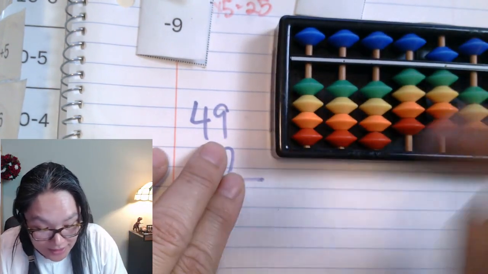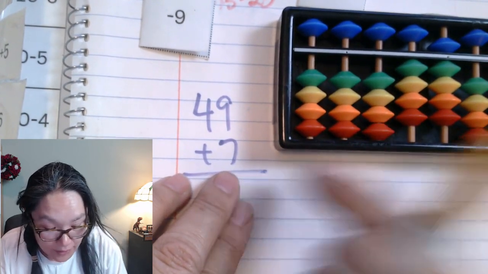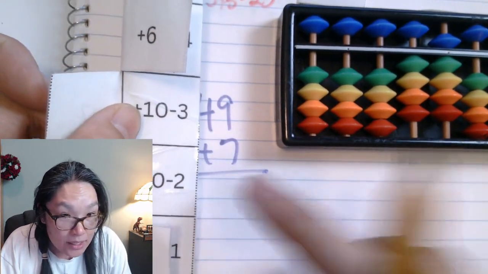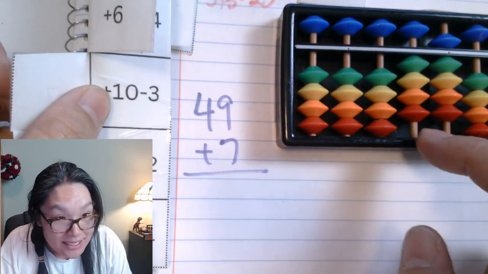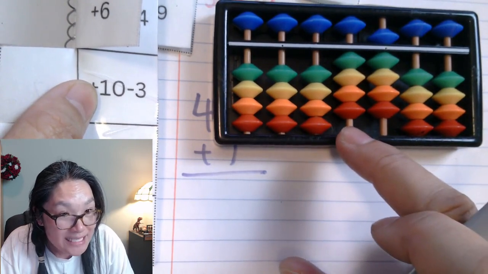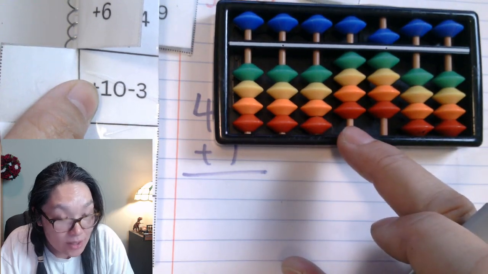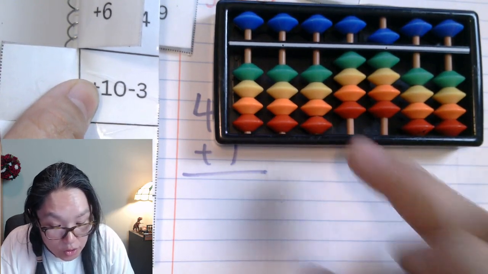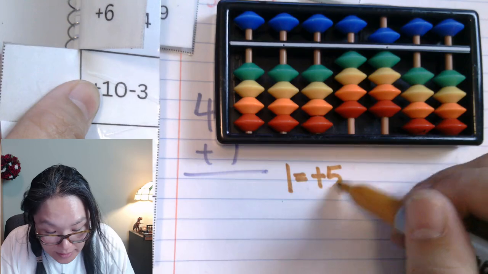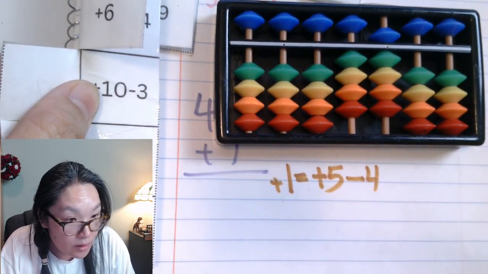Sorry. So we're back to here. 49. When we have 49, we have plus 7. When we add the 7, what are we going to do? We're going to plus the 10, and then we're going to take away the 3. So we plus the 10. Notice now, we don't have enough room. We don't have enough beads to add the 10. So what are we going to do? Do you remember how to add the 1? Add the 1 is minus the 5, take away the 4.